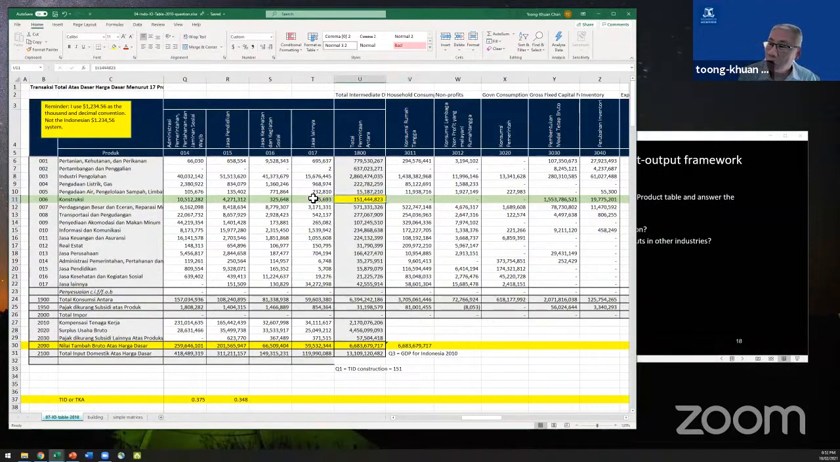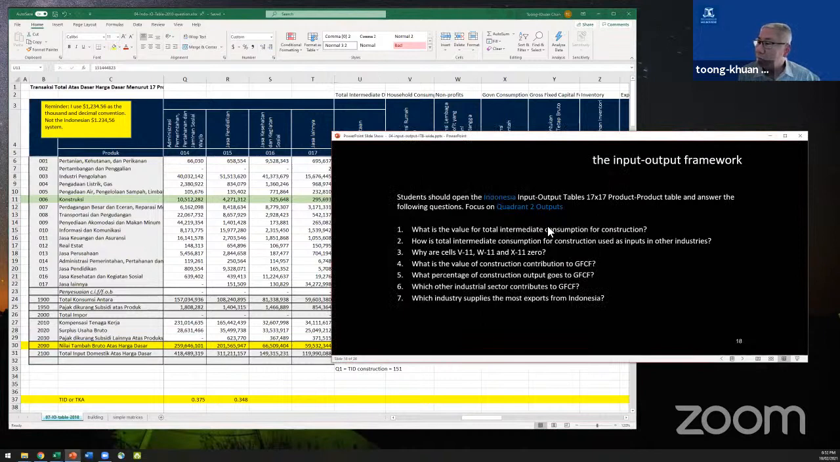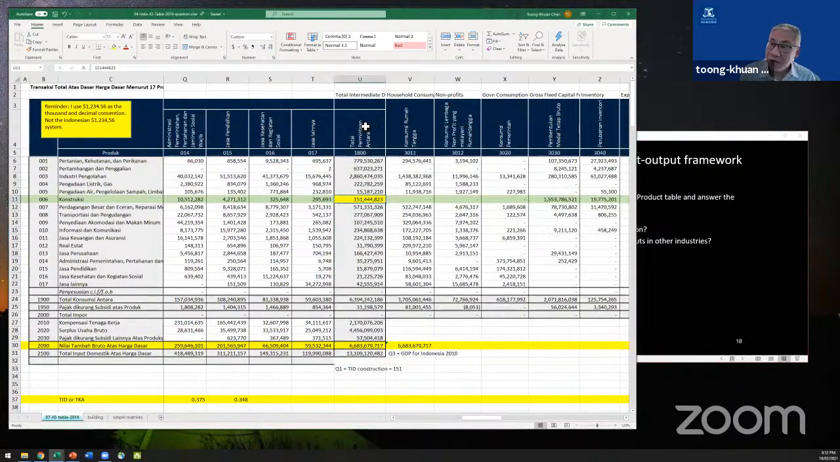So this is what we call total permintaan antara. So that's what the total intermediate demand is from a total intermediate consumption. So it's consumption over here, right? So these are what we call consumption by other sectors of the industry. This is what's consumed by rumah tangga or households.